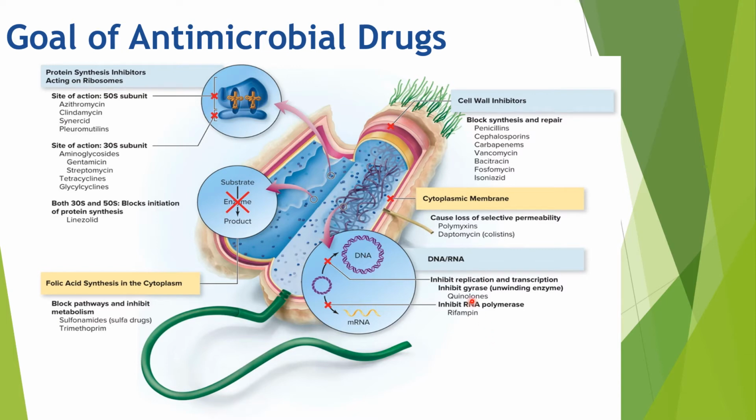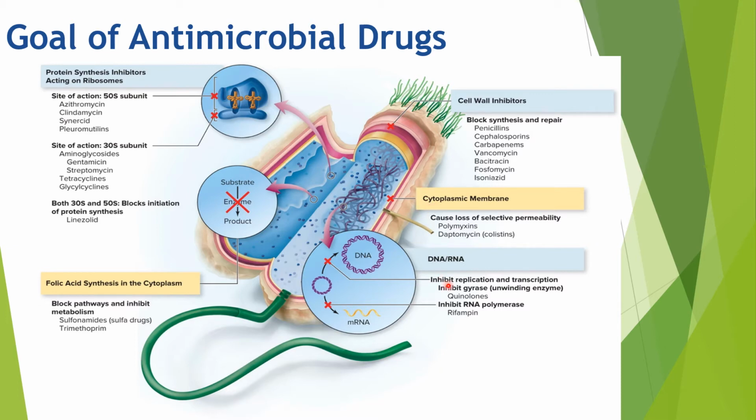By the way, other than antibiotics that can target the plasma membrane or the DNA replication, transcription, etc., are there other antimicrobial drugs that can also target these things? Absolutely. Antifungal drugs. Antifungal drugs out there can also target the cell wall of the fungus. They can also target the plasma membrane of the fungus. They can also target the DNA of the fungus. So other antimicrobial drugs can also target these same parts.